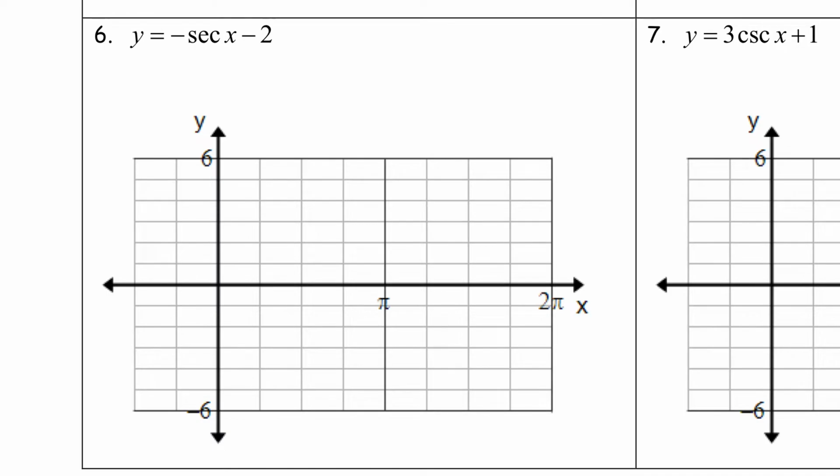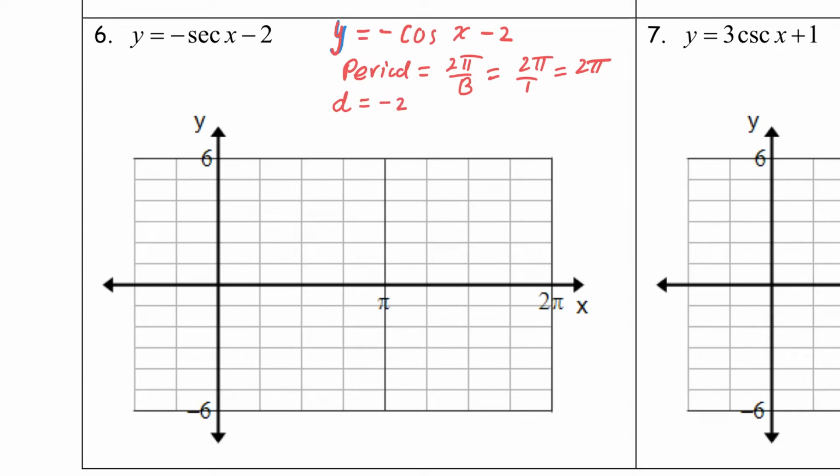Okay, for number 6, we are going to have to graph y equals negative cosine of x minus 2. Remember that the period is 2 pi over b. In this case, it's just 2 pi over 1, so it's 2 pi. The new midline is negative 2. So we have 1, 2, so it's 2's here.